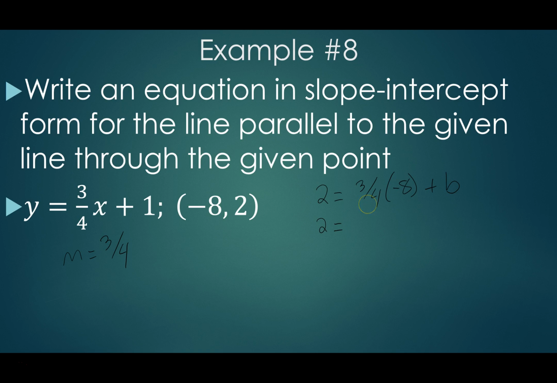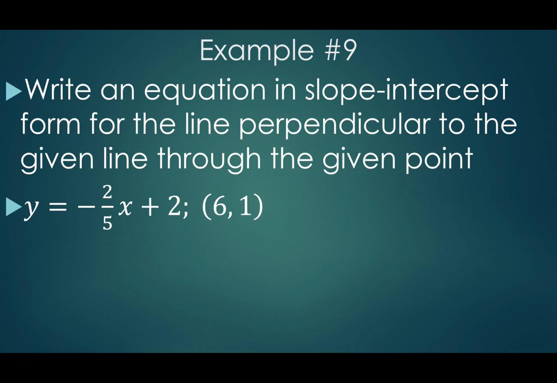So we multiply the negative 8 and the 3/4, we can get a negative 6. So we add 6 to both sides, we get 8 for b. So the equation would be y equals 3/4 x plus 8. So again, that's our parallel problem.